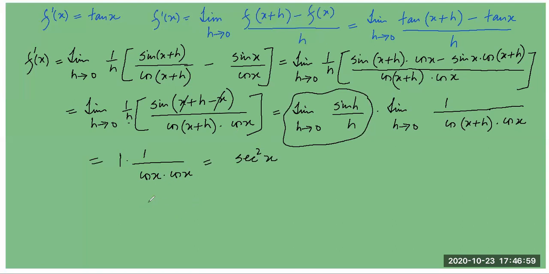So I can say the derivative d dx of tan x is equal to secant square x.